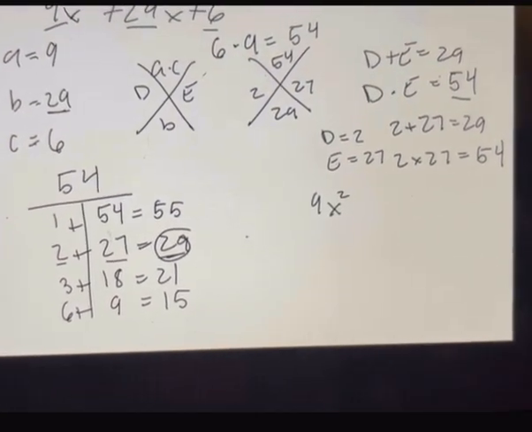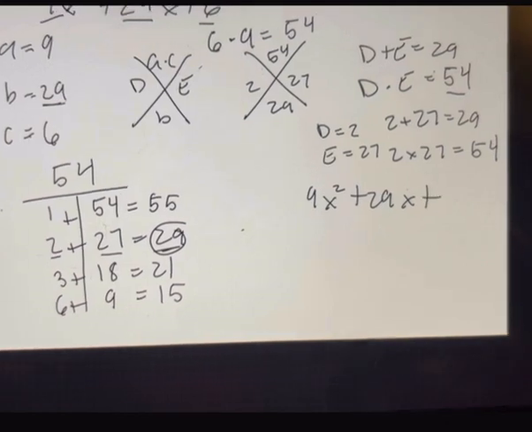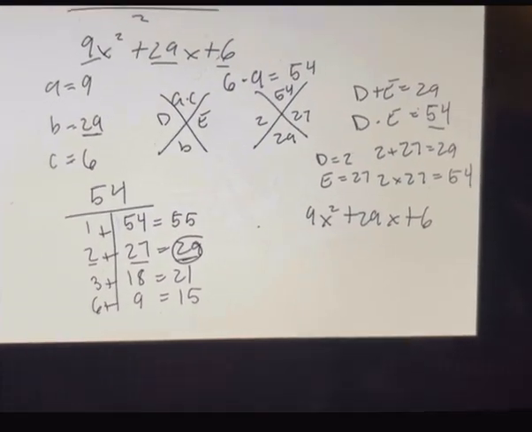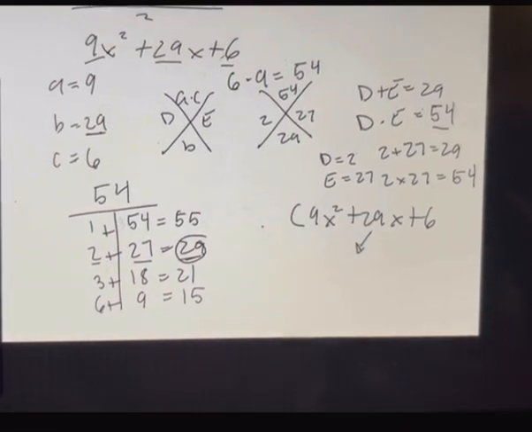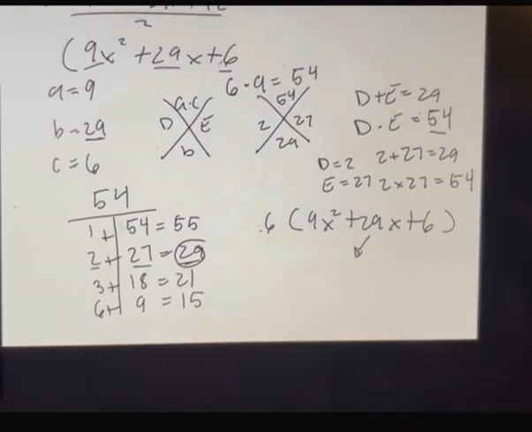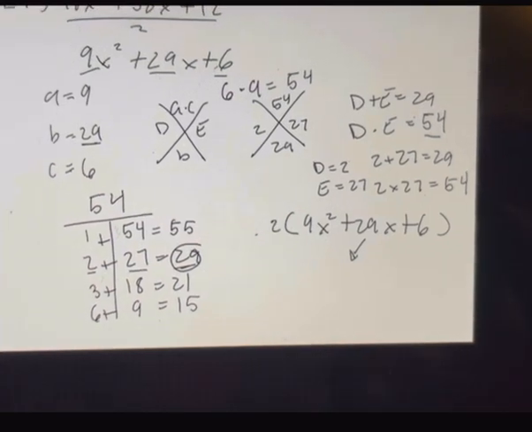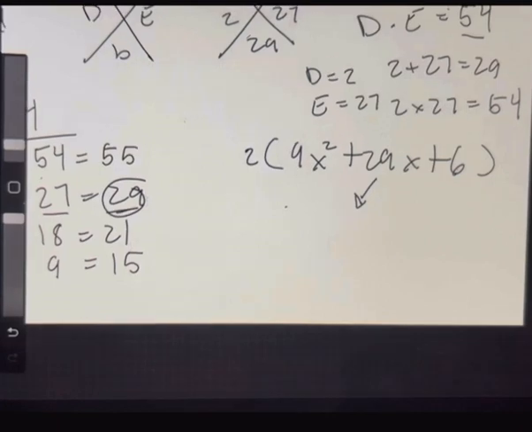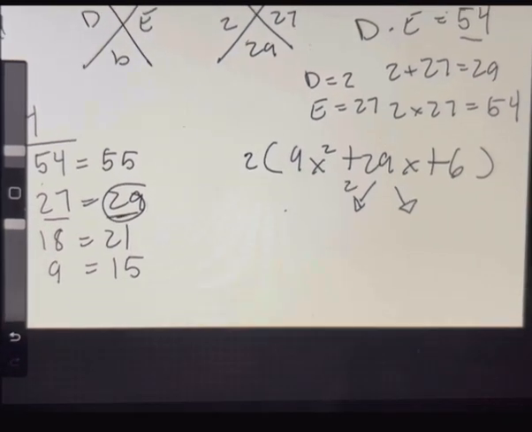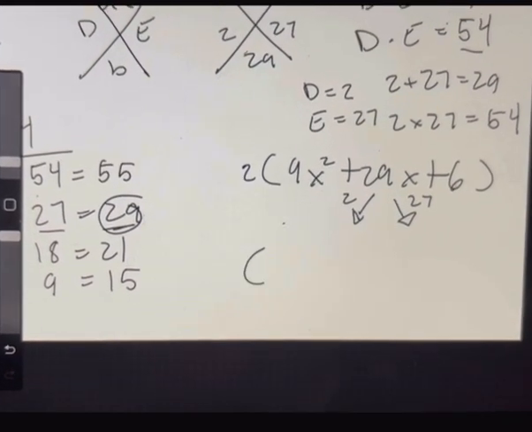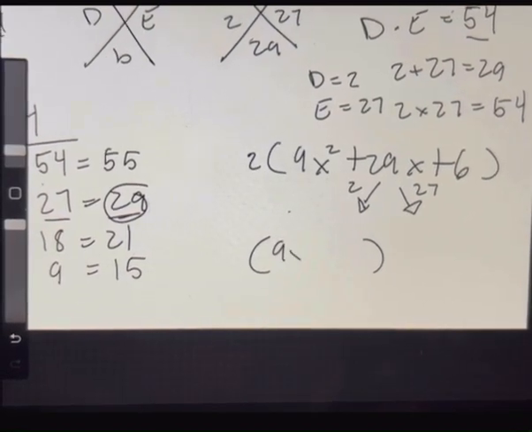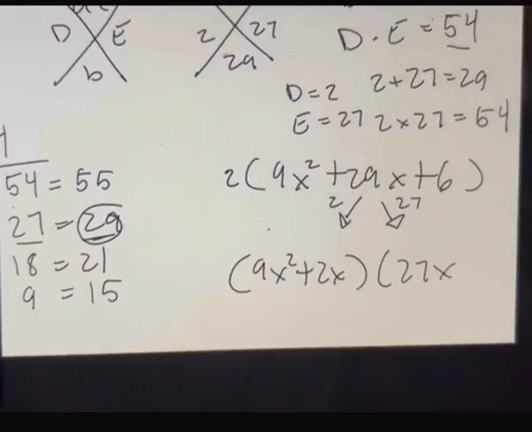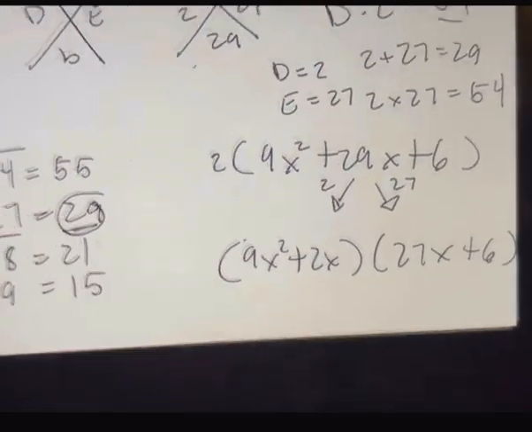Now we can begin to break up our equation again, once again revolving around that 29, which we split into 2 and 27. Now you have to remember there should be a 2 on the outside, because that's what we originally divided it by. Splitting the 2 that way and the 27 that way. Bring down the x squared plus 2x, and the 27x plus 6.